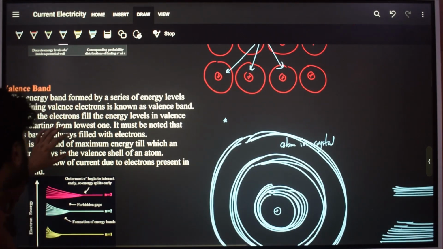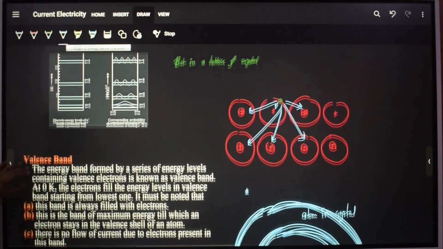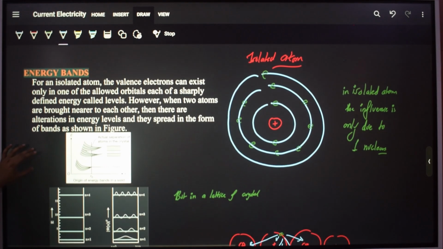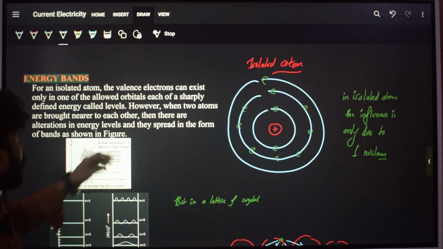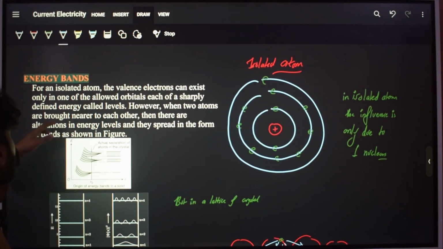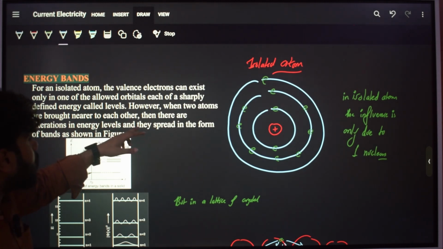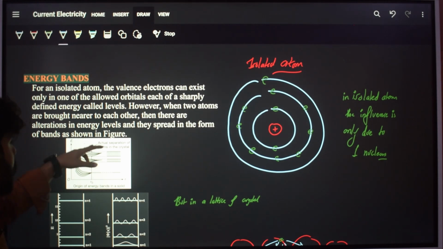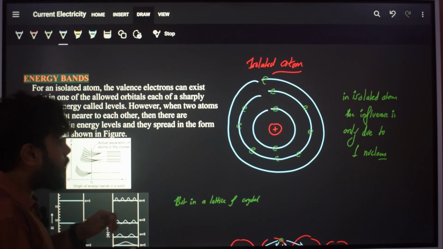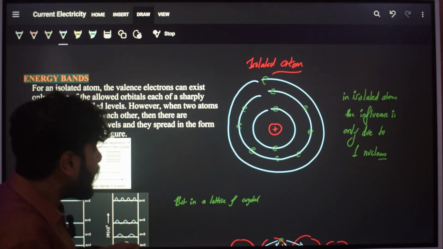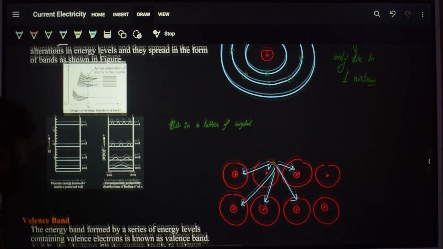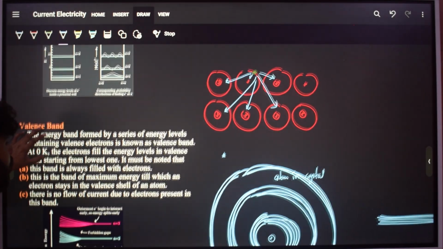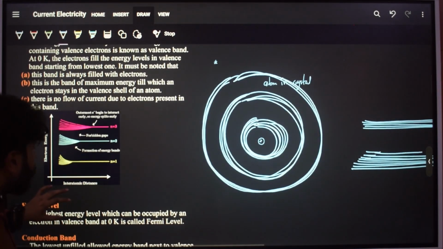And here you can see the same thing I have written, right? However, when two or more atoms are brought near to each other, then there is an alteration in energy levels, and they spread in the form of a band as shown in the figure. So there will be many energy levels which are very close to each other. So there will be an energy band for the first level, second level, and third level, and the last will be your valence band, right? So what is your valence band? Nothing, just whatever I explained.